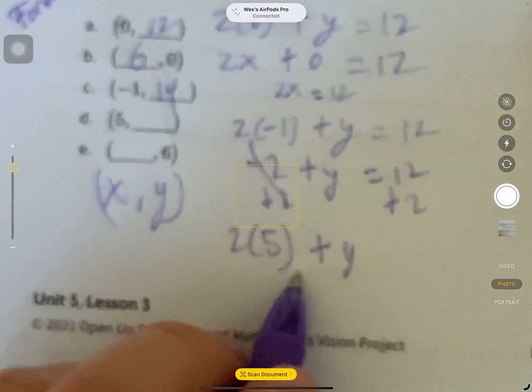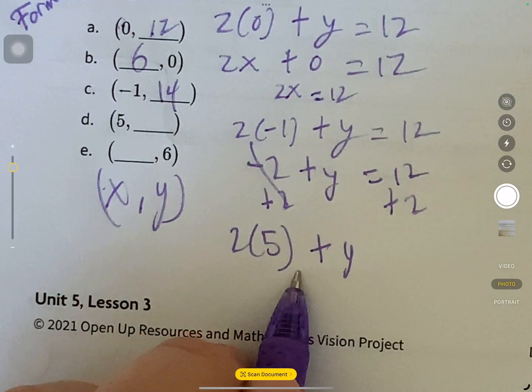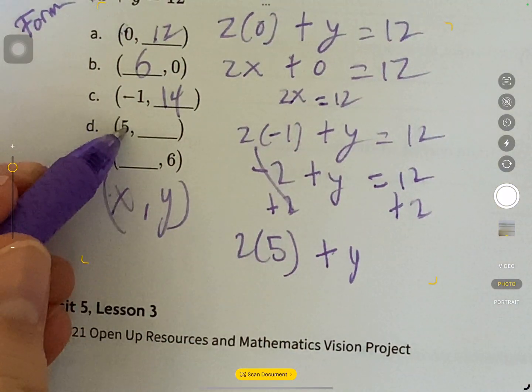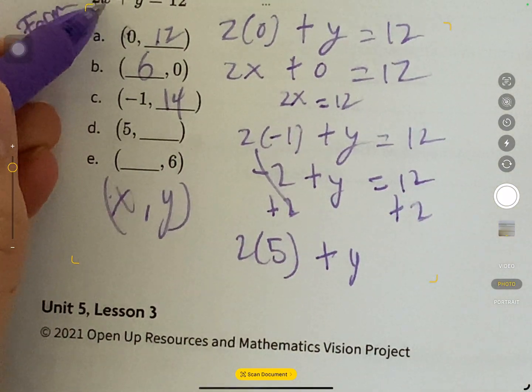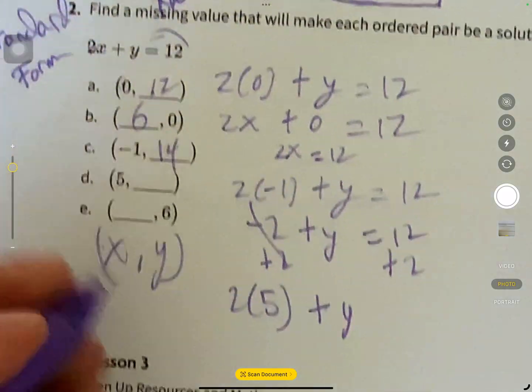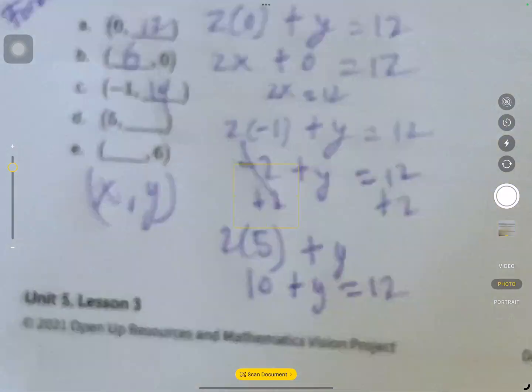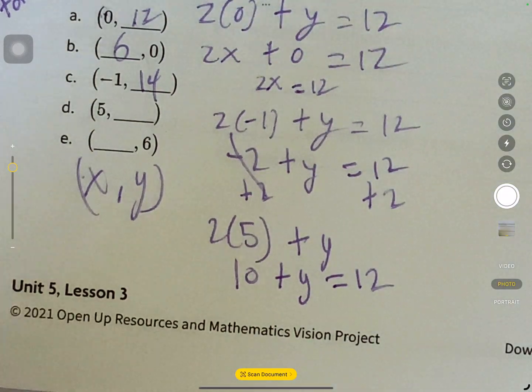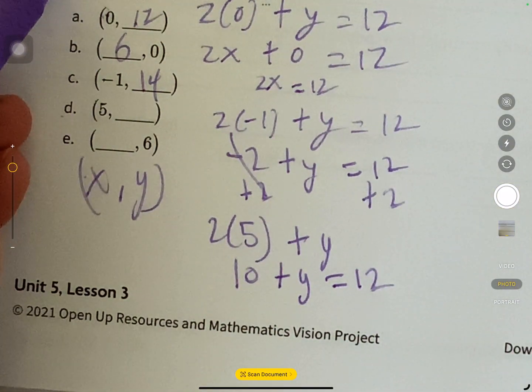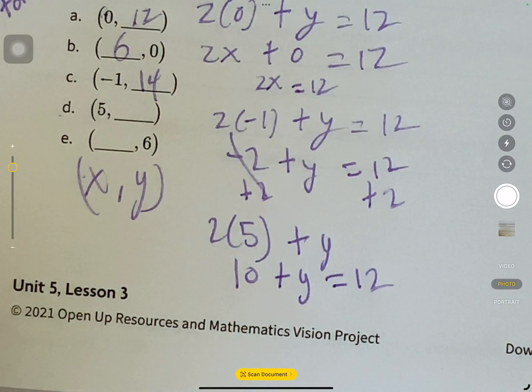Still right here, we're picking up right here. Second part of the video, part 2. Right here we put 5, right here. Okay, 5 times 2 is 10. 10 plus y equals 12. So if you're just catching up with us, I'm doing D on number 2 on lesson 3 on page 28.